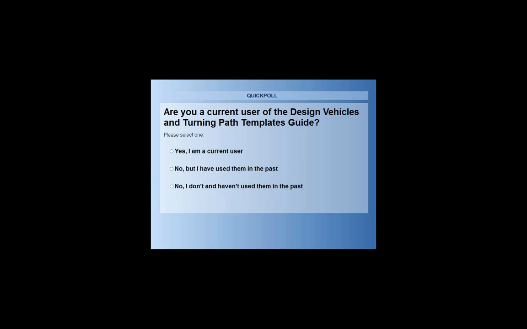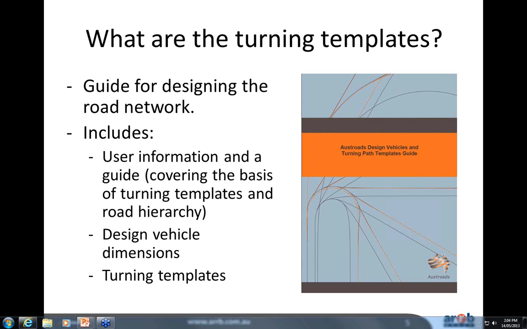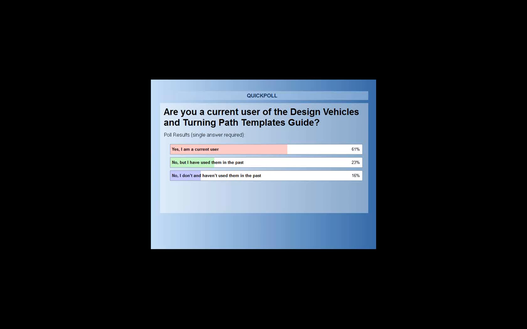The swept path is the road area covered by the outermost and innermost part of a vehicle making a turn. So this guide has been developed to assist designers in doing all those things I just mentioned. It contains user information and a guide which covers the basis of the turning templates and road hierarchy. It also contains drawings of the design vehicles that we've used, and the turning templates themselves.